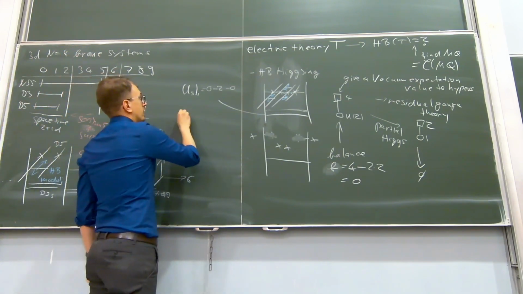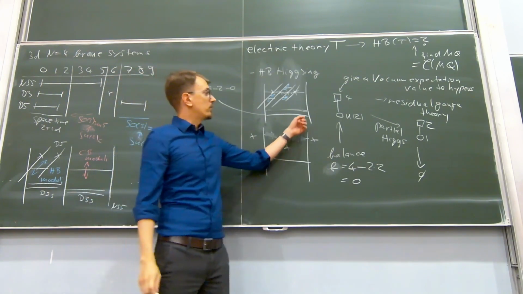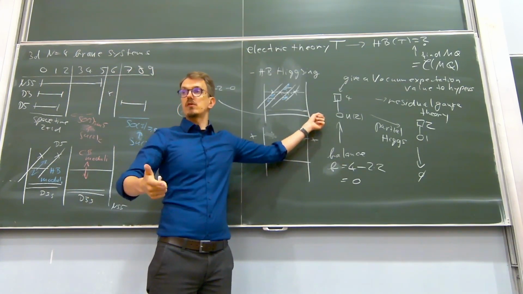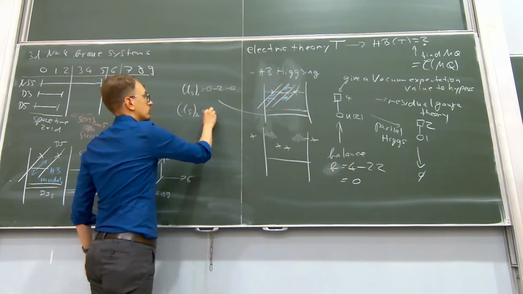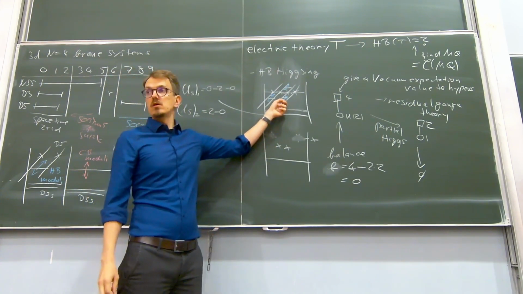And then if we do the same exercise for the second one, we see we have 2 D3 branes on the left, 0 D3 branes on the right. So we have 2 minus 0. And then we have 4 D5 branes on the left.